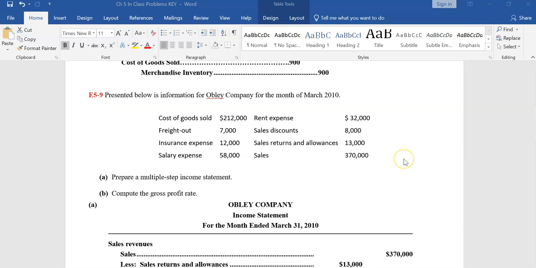The last problem that we're going to work with is this Oblique Company. This is for the month of March 2010. They are providing us here a whole bunch of information, some account balances relating to expenses, as well as revenues and contra revenue accounts. We're going to prepare a multi-step income statement. In the past, the income statement that you learned was very simply the revenues or the sales minus all the expenses to calculate net income.